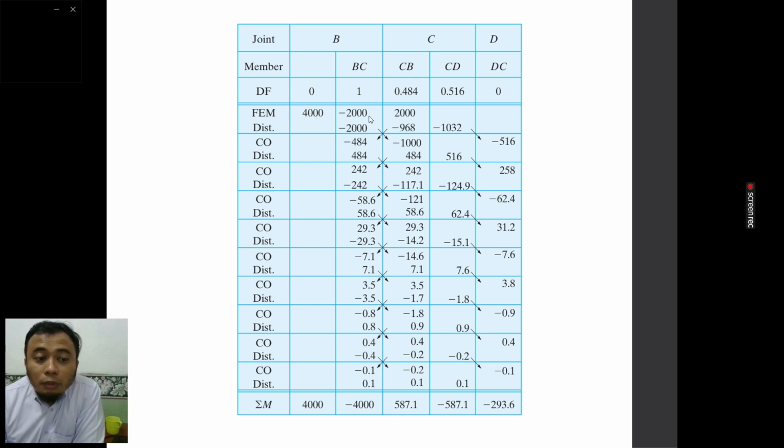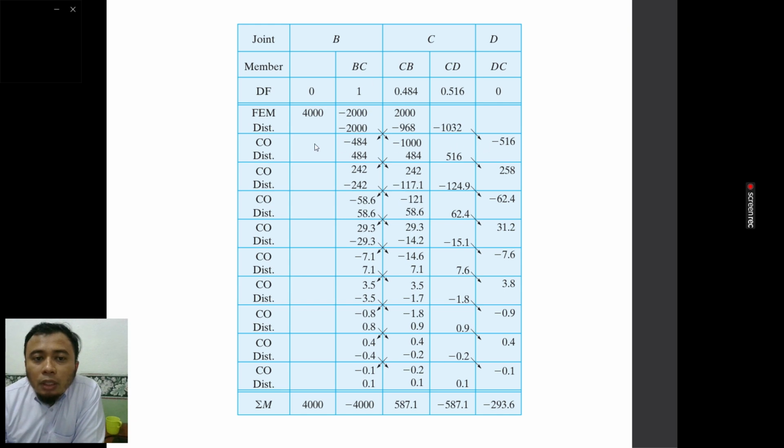You unlock, negative 2000, and then times 1 distribution factor, you get negative 2000 here, and then carry over half of it, negative 1000. Same also at joint C, but you have only one moment here, which is 2000 clockwise. 2000 distributed basically plus 2000 plus 0, get 2000, unlock, become negative 2000. Negative 2000 times these two distribution factors, you get 968 and 1032 negative respectively. So carry over, you get 1516, and this carries over to 484. So very easy.